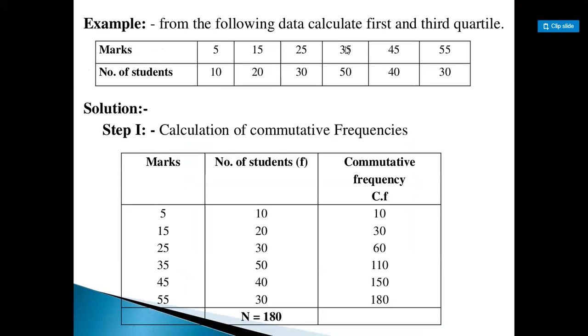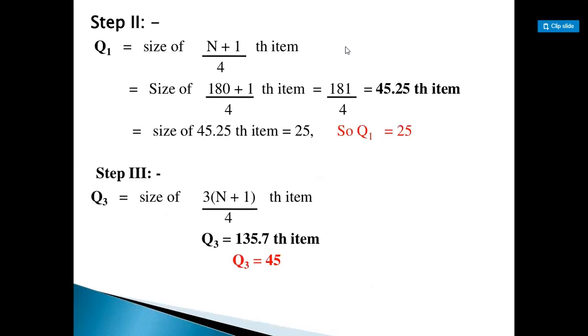From the following data, calculate the first and the third quartile. 5, 15, 25, 35, 45, 55 are the marks, and the number of students is given here. Under the observation, first of all we do the calculation of the cumulative frequencies. Marks are given, then the number of students, then we have to prepare the cumulative frequency.